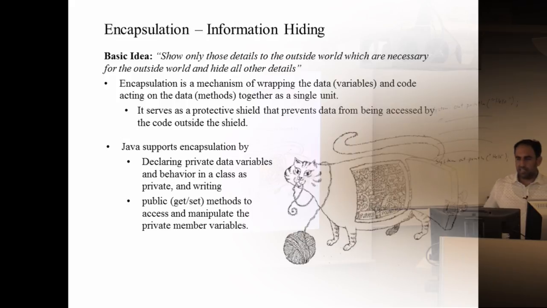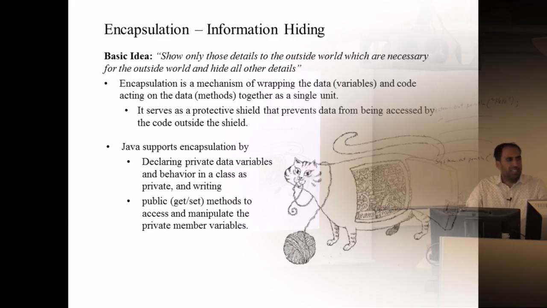So the next important concept is encapsulation, also known as information hiding. The basic idea of this principle is to show only those details to the outside world which are necessary, and hide all other details. In Java, it means that you don't need to show everything to the outside world. Otherwise, if you show all the complexities and details, it might be difficult for the outside world to understand and find the information. And Java supports this encapsulation through access specifiers: public, private, and protected.